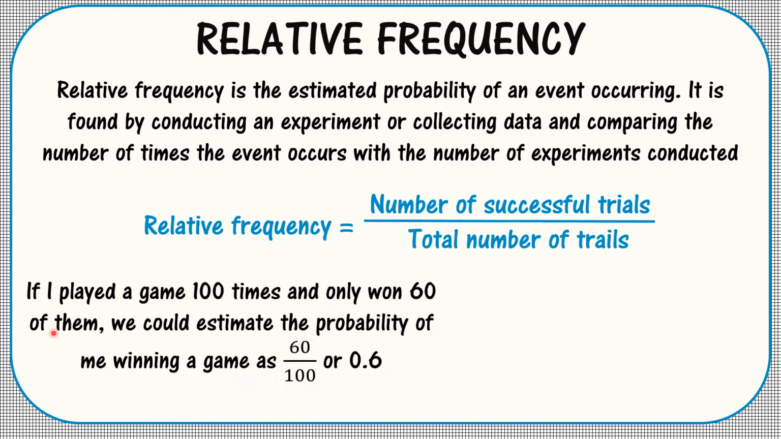So for example, if I played a game 100 times and only won 60 of them, we could estimate the probability of me winning a game as 60 over 100 or 0.6. So this 60 over 100 or 0.6, this is what we call the relative frequency.